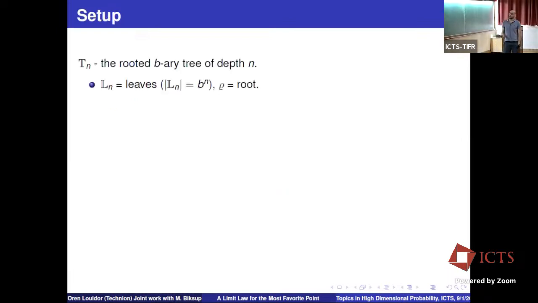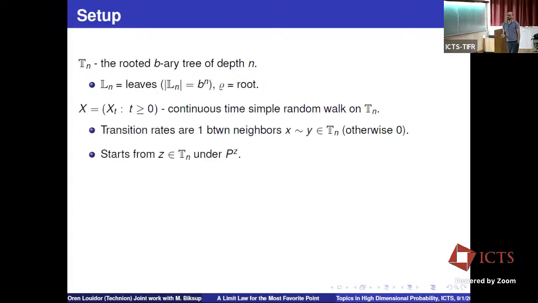So what is this talk about? It's a very simple model. You take the rooted D-ary tree. You can think of the binary tree for the rest of the talk. I'll denote the leaves by L_n and the root by rho. Then you run a continuous time simple random walk, by which I mean that when the walk is at a given vertex, it runs exponential clocks with rate 1 on each of the edges emanating from that vertex. When the first edge rings, it jumps to the corresponding neighbor. I'll denote by P_z the law of this walk starting from z.